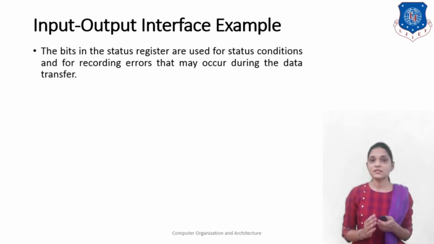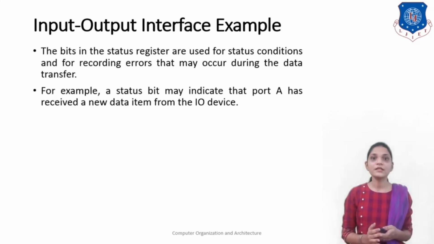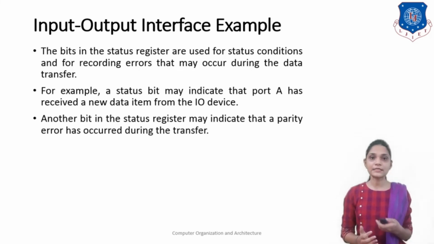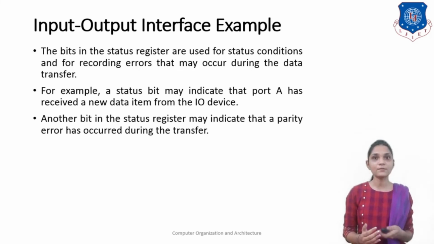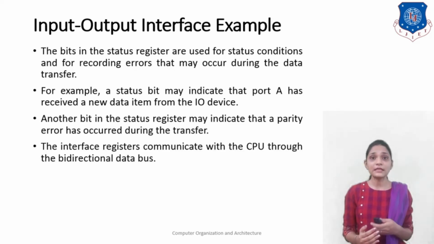The bits in the status register are used for a status condition and for recording errors that may occur during the data transfer. For example, a status bit may indicate that port A has received a new data item from the IO device. Another bit in the status register may indicate that a parity error has occurred during the transfer. And the interface register communicates with the CPU through the bidirectional buses.